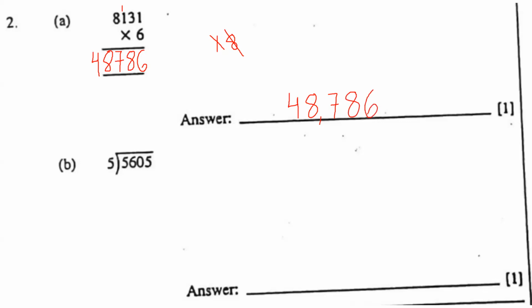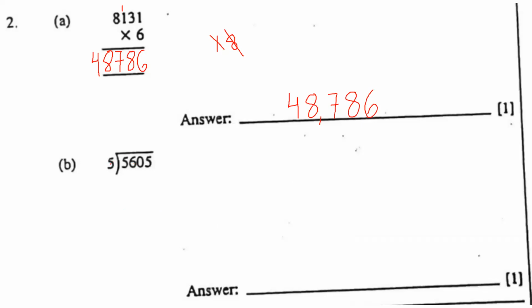All right, so let's consider this division problem. We have 5,605 divided by 5. Again, 5,605 divided by 5. All right, and so let's find the quotient. The answer to a division problem is called a quotient. So let's find the quotient.